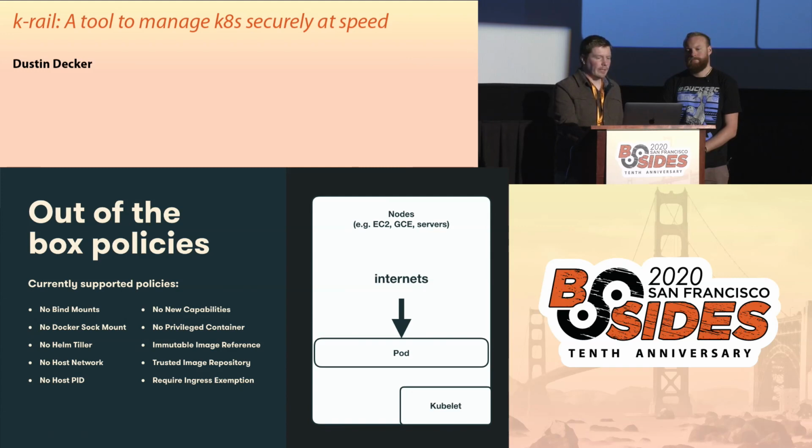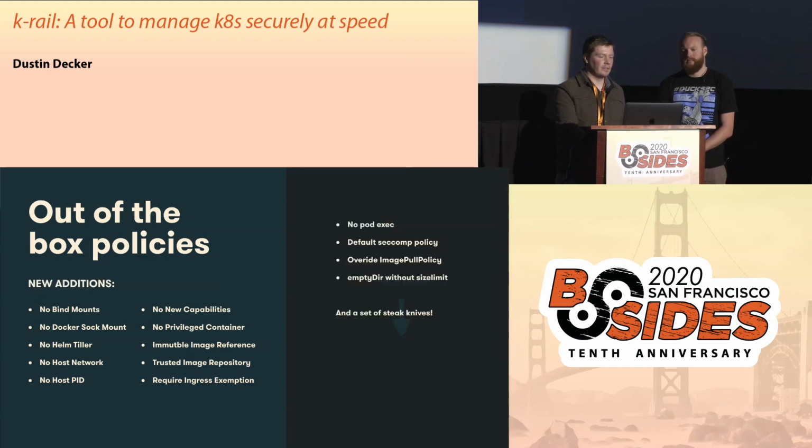And the request ingress exemption policy is useful if you have an ingress that publishes services publicly. And this requires that they get an exemption ahead of time, so it's whitelisted, and prevents accidental public exposure of applications. And then recently, a few more have been added.